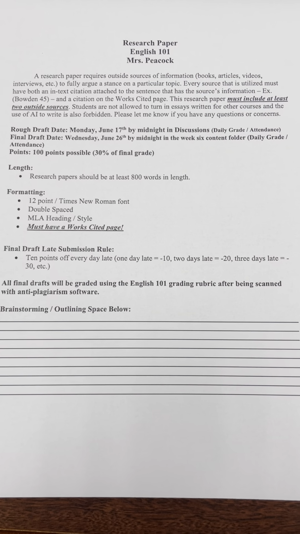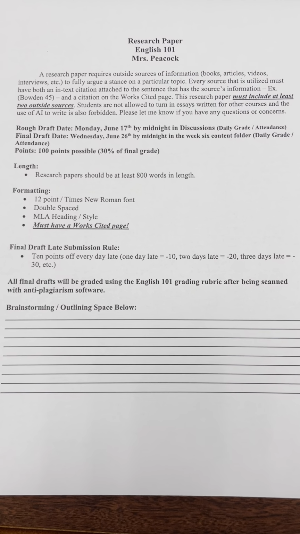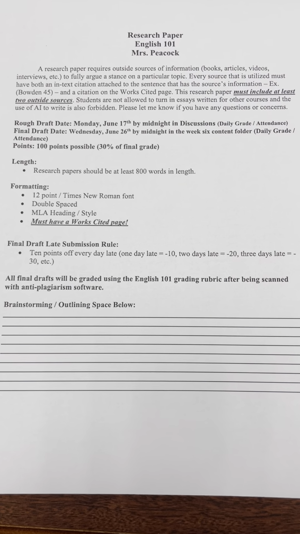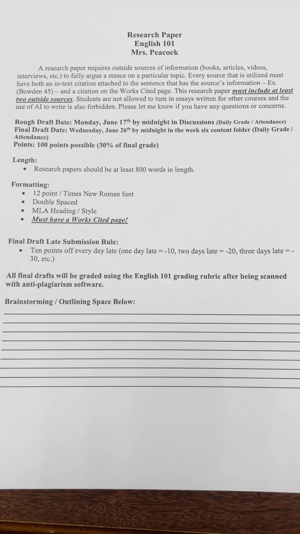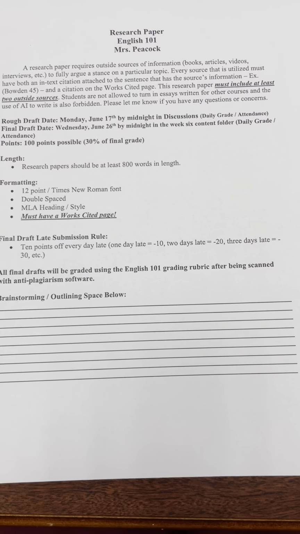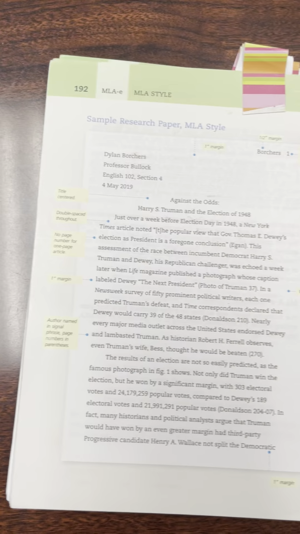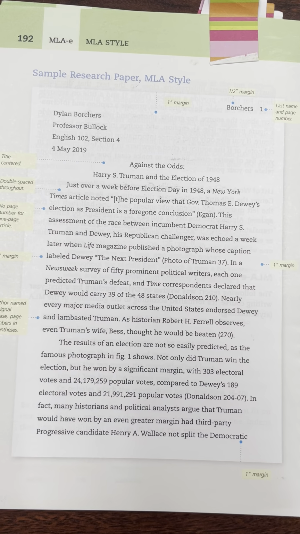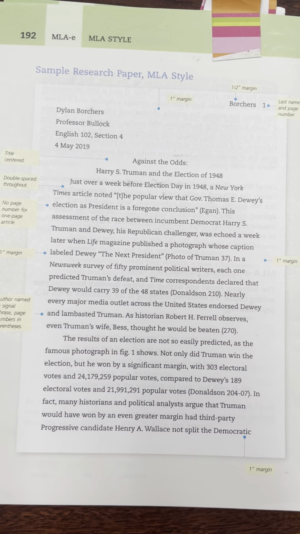But definitely don't go below 800 words. The formatting should be 12 point Times New Roman font, double space with MLA heading and style. So that's the same as your first essay, that descriptive narrative. And just as a reminder, page 192 has that really good example of how an MLA formatted paper should look. Notice it's double spaced with that heading.